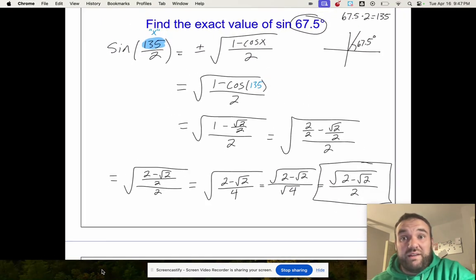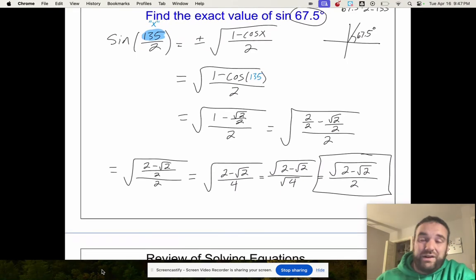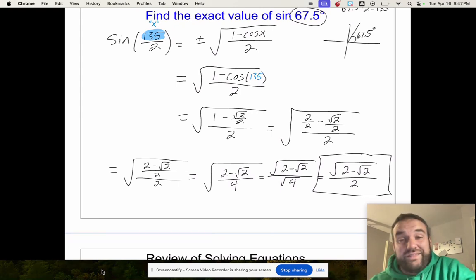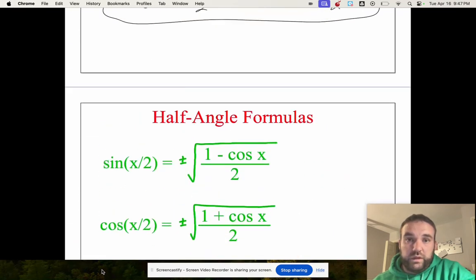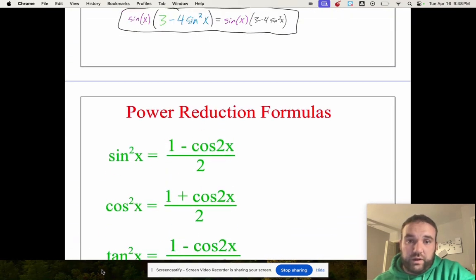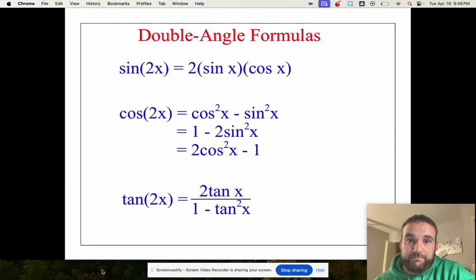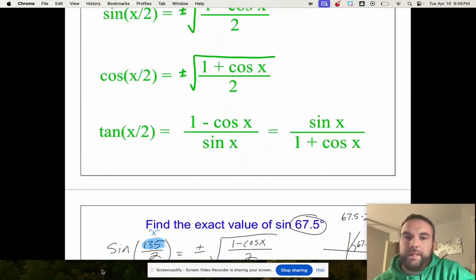Now, if you go up to someone and say, hey, I know the sine of 67.5, it is root 2 minus root 2 all over 2, that doesn't help, but it is an exact formula and one way that these half angle formulas can be used. So again, we have the half angle, we have the double angle, and the power reduction. So kind of 3 sets in one.